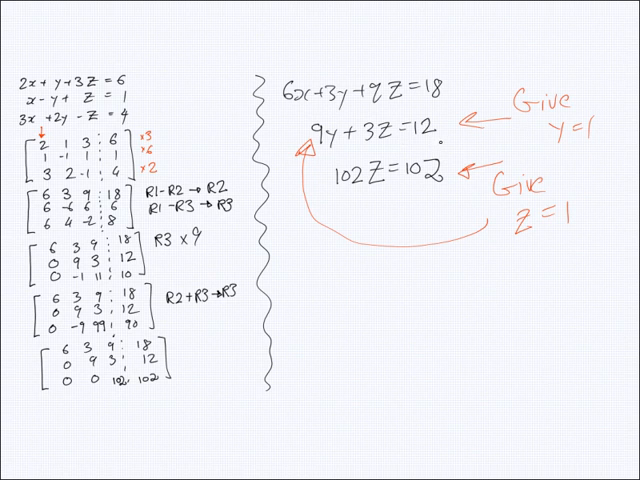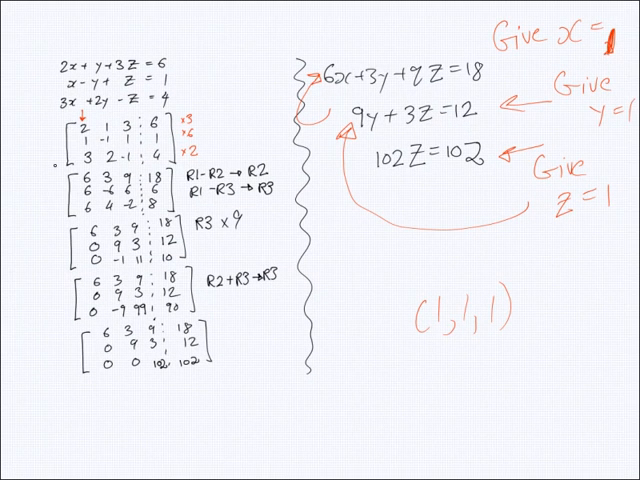Then what do I do with that? Sub in here y and z. And what do I get? It gives me x. So y is 1 and z is 1. So that's 3 plus 9 is 12. Yes? 18 minus 12? 6. 6 over 6? 1. So I have here x is 1. So the answer is x is 1, y is 1, and z is 1 in this example.